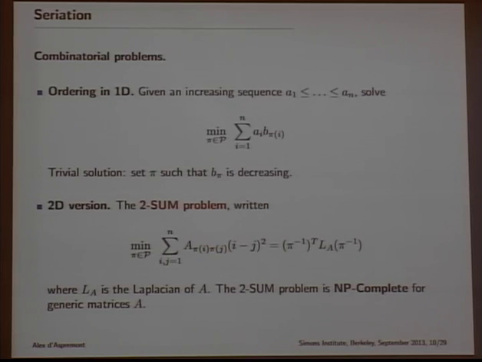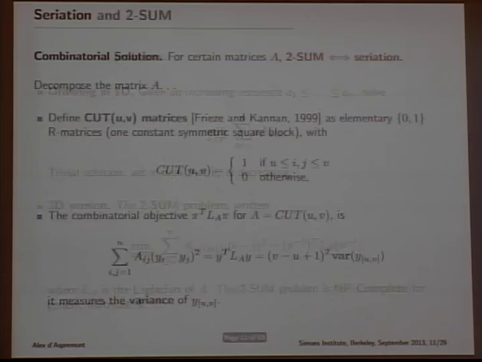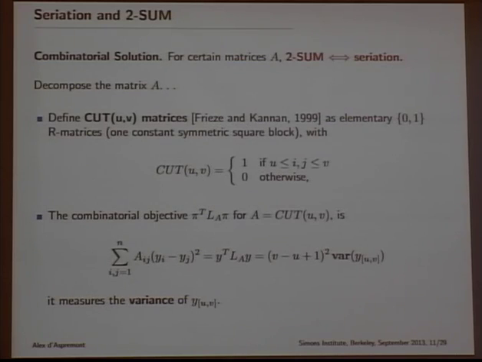And the key question is, this is nice because it can be written in terms of the Laplacian of the matrix A. We've seen a lot of Laplacians yesterday. So that's all good news. We sort of suspect this is going to be what we want to solve. Of course, the annoying news is that this is an NP-complete problem, which is different from the 1D scenario. But the question is, is this really solving seriation? And the answer is, for certain matrices A, yes, okay?